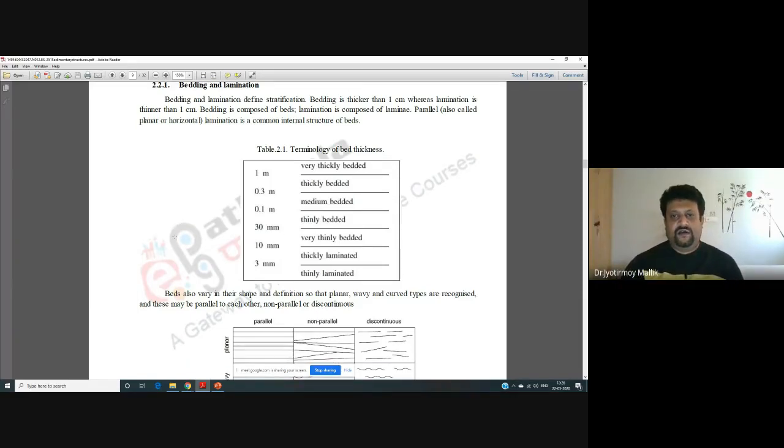Okay. Of course, if the beds are extremely thin, we call them laminations. If it is less than 10 millimeter thick, then we call them laminated, and the laminated could be thickly laminated or thinly laminated. And if it is more than 10 millimeter thick, then we call them bedded, or they're called beds. So they could be very thinly bedded, medium bedded, thickly bedded, or very thickly bedded if it is more than 1 meter of thickness.